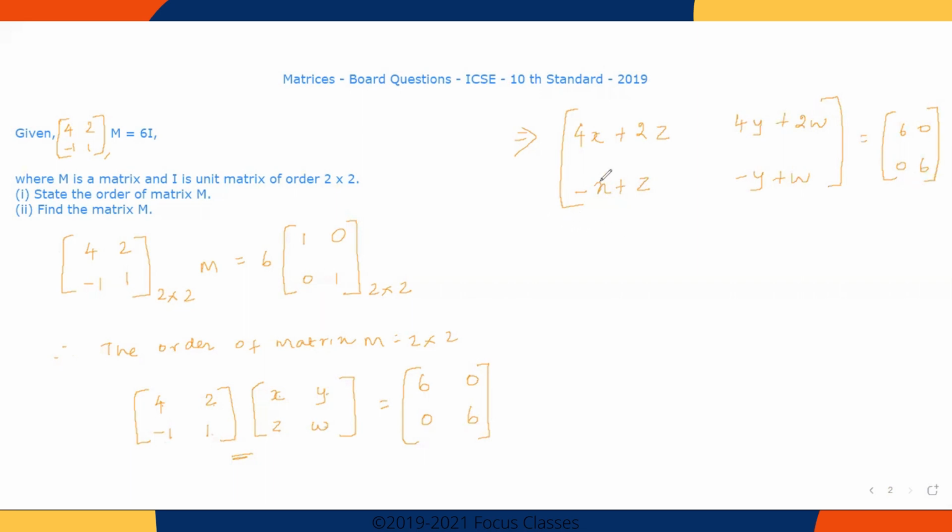Now we have to equate these two matrices. So 4x plus 2z is equal to 6, and then minus x plus z is equal to 0, these two, and then these two, 4y plus 2w is equal to 0. Then these two, minus y plus w is equal to 6.